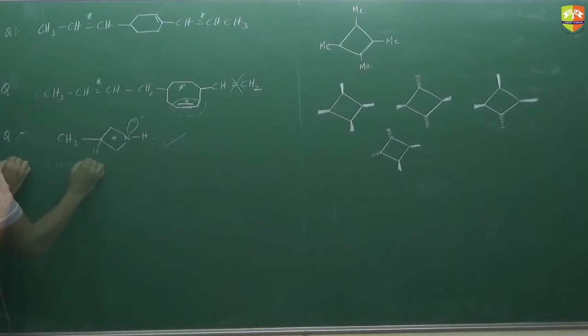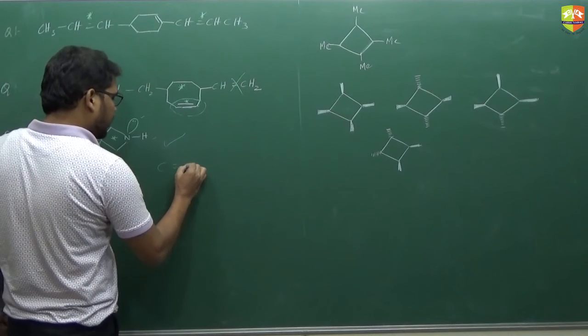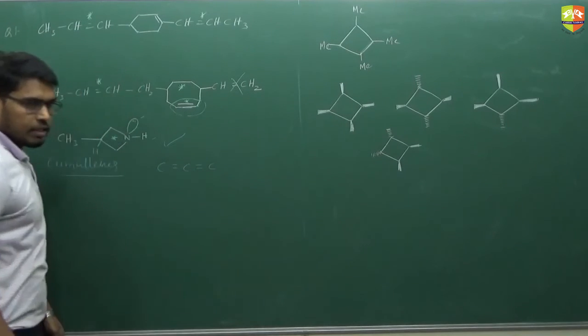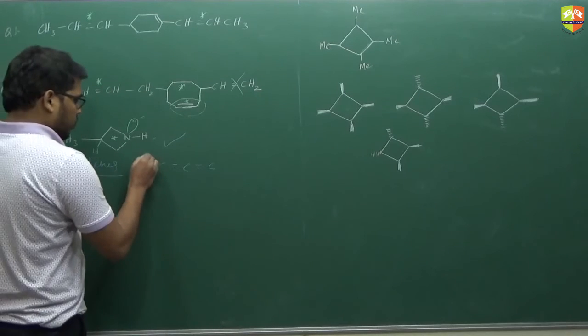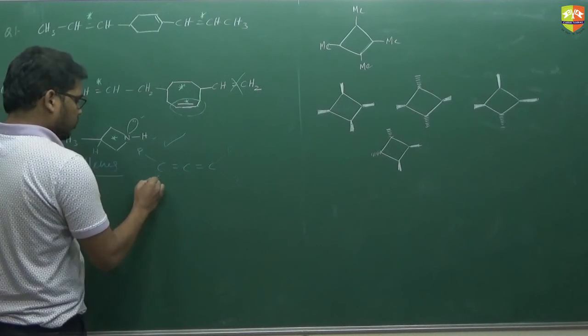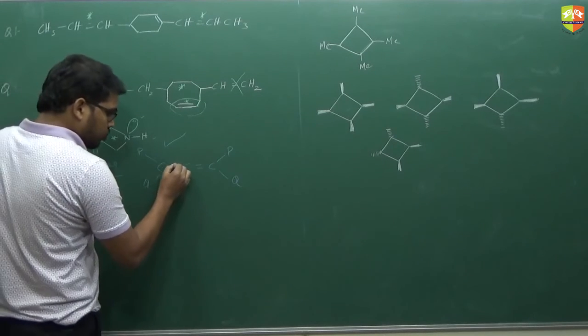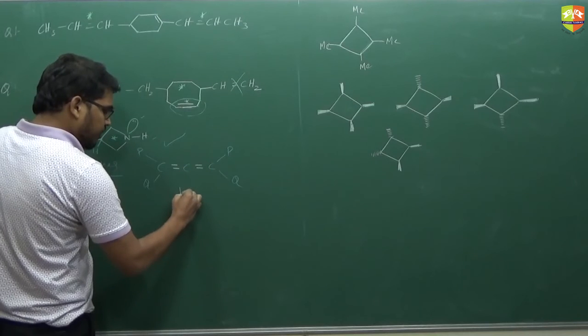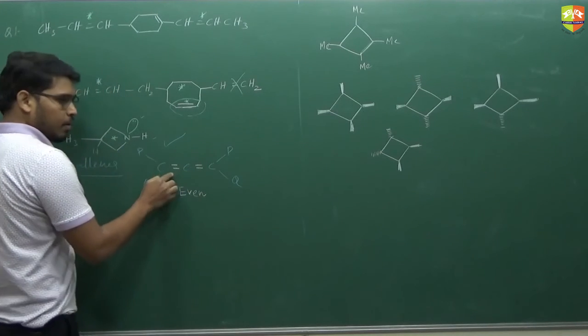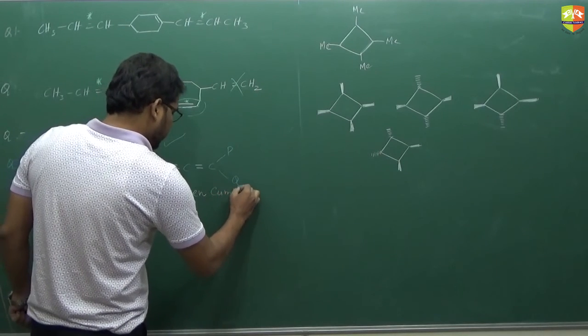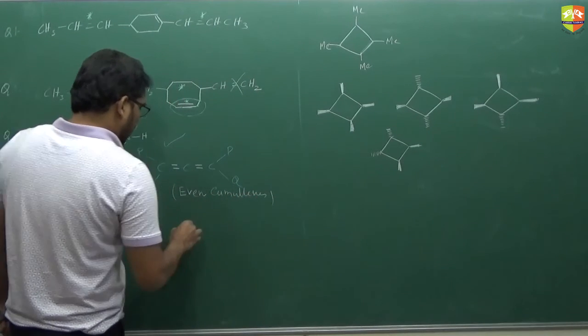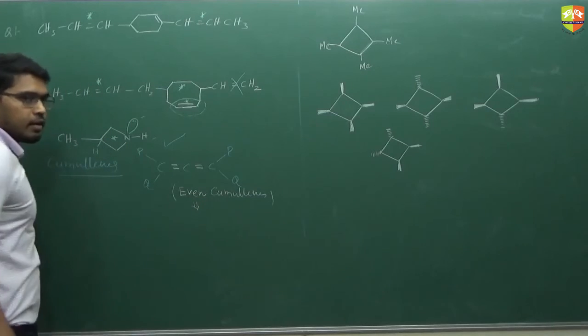One last thing you write down: cumulenes. Cumulenes are compounds where we have consecutive double bonds, like this: C double bond C double bond C double bond C. Suppose we have P and Q. When you have two double bonds present, we call it even cumulenes. If the number of double bonds is 2, 4, 6, then it is even cumulenes. And even cumulenes do not show geometrical isomerism.